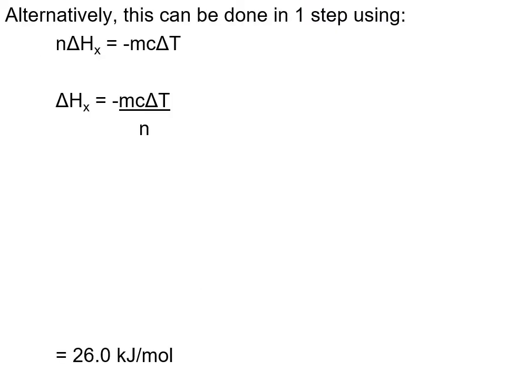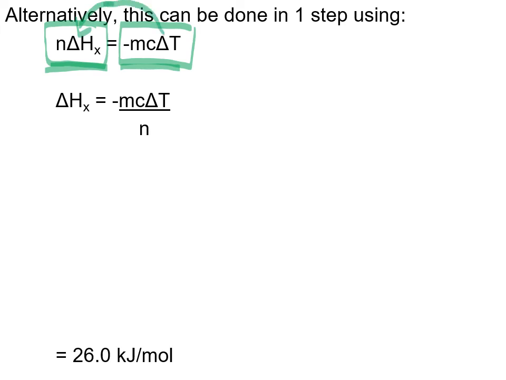Alternatively, we can try to do this all in one step. Instead of dealing with three separate equations, looking at one at a time, we know that the molar enthalpy times the number of moles is going to be the change in enthalpy for the system in this given situation. And we can take the values from the surroundings and plug them in. The molar enthalpy multiplied by the number of moles is equal to negative mc delta T, because whatever energy the surroundings are losing is going to be gained by the system.